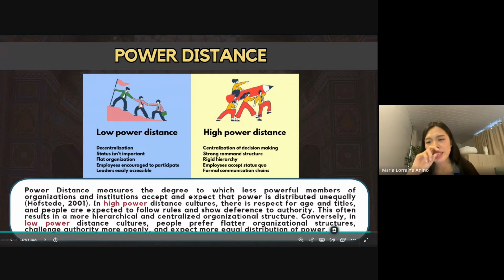The advantage here is that decisions are made quickly because it's very structured. There is a sense of order, there is a sense of discipline. However, the disadvantage is that the employees might feel afraid to speak up or share ideas. Innovation could be limited. Okay. Neither style is better or worse. They are just different ways people relate to power depending on their culture.